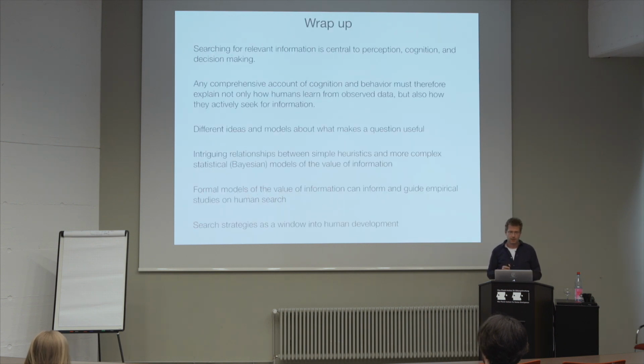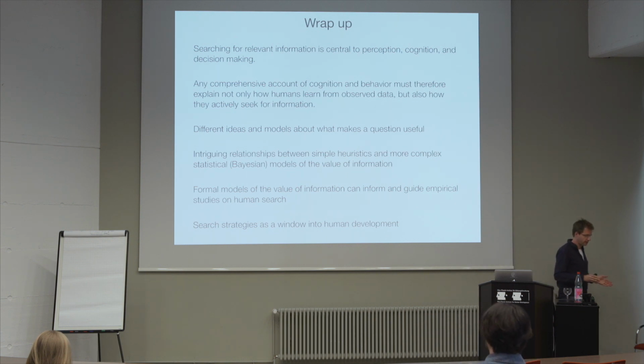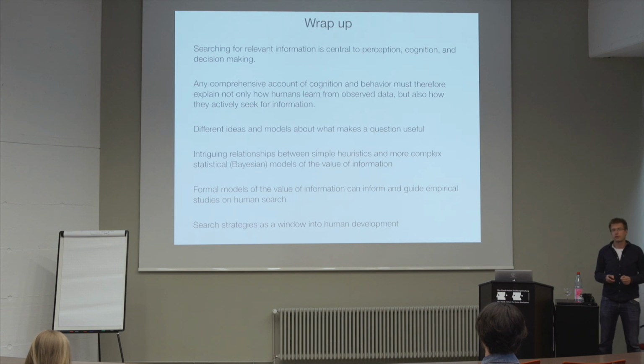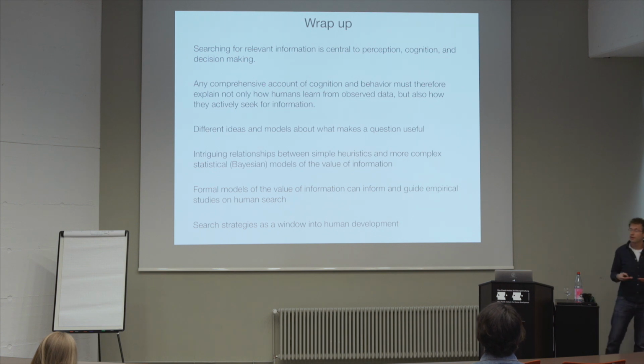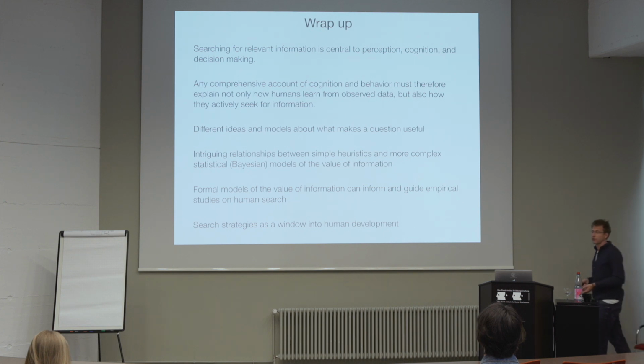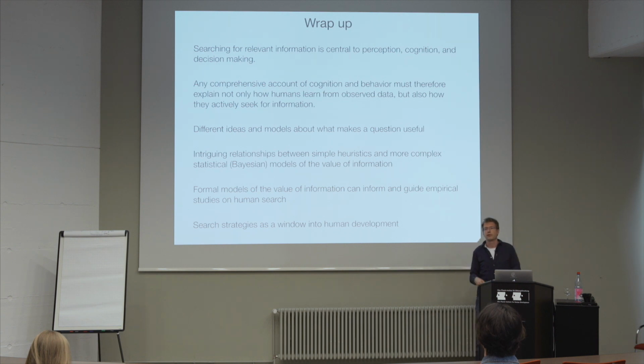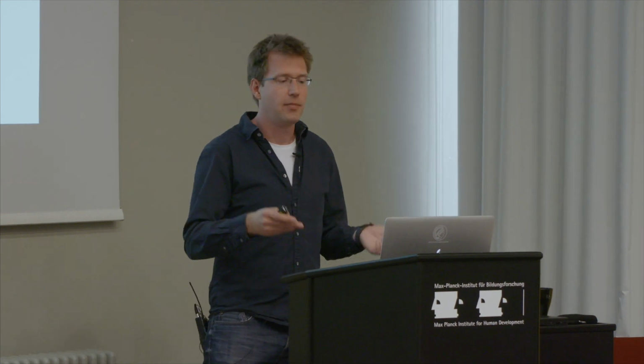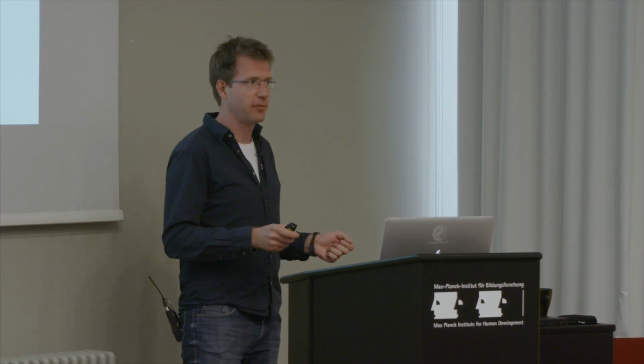Good. That's almost my last slide. So, wrap up. I hope I've conveyed that information search is a very critical component of cognition and behavior. And I think it's actually a much under-researched topic. There are hundreds and thousands of studies where full information is available, but there are much fewer studies where you actively need to search for information before making a decision. And I think a comprehensive account of human cognition must not only explain how we update beliefs, things like Bayes' rule, how we integrate new information, our knowledge base, but also how we actively seek out that information, how we do that.